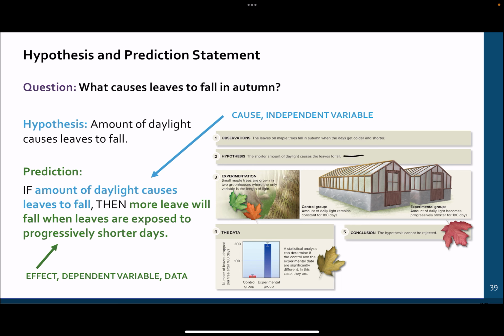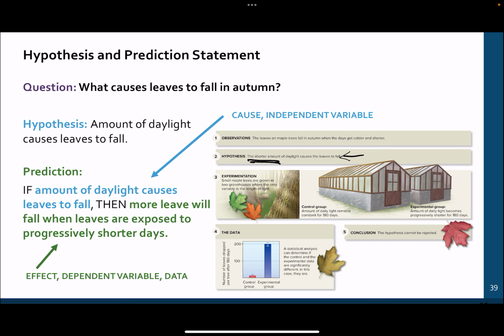Now our textbook example says the shorter amount of daylight causes leaves to fall. Now, I like to teach my students to keep the hypotheses a little bit more general because it causes less confusion with students and it allows them to more easily distinguish between the hypothesis and the prediction. So I'm not saying that using the shorter amount of daylight causes leaves to fall is wrong, but what I am saying is that students have less trouble when they make their hypothesis a little bit more broad. So I'm going to ask you to use the amount of daylight causes leaves to fall.